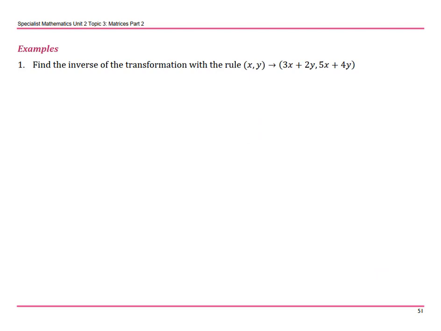So let's look at an example. Find the inverse of the transformation with the rule (x, y) maps to (3x + 2y, 5x + 4y). So for my transformation matrix, we're going to take the coefficients of the rule. So we've got 3, 2, and we've got 5, 4, with our x and our y going across.